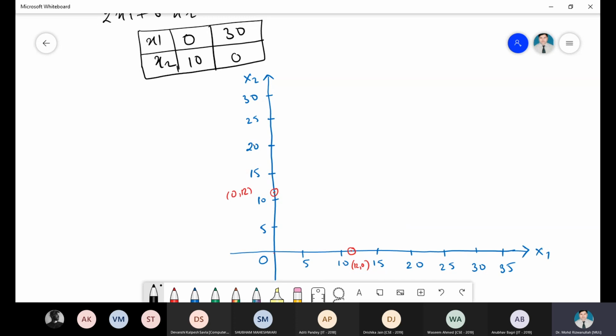Okay, no issue. So you can use your own scale. So I'm trying, oh baba.